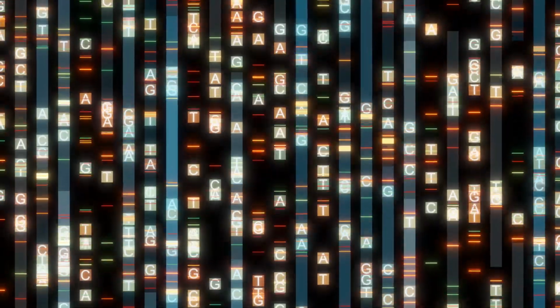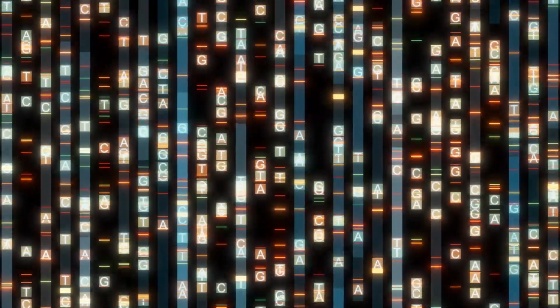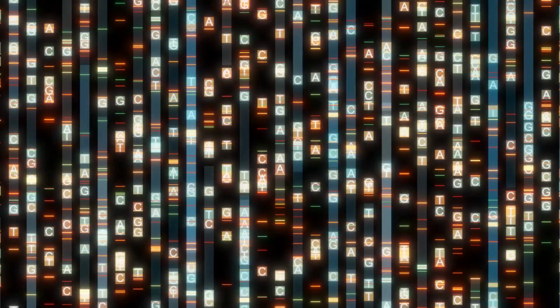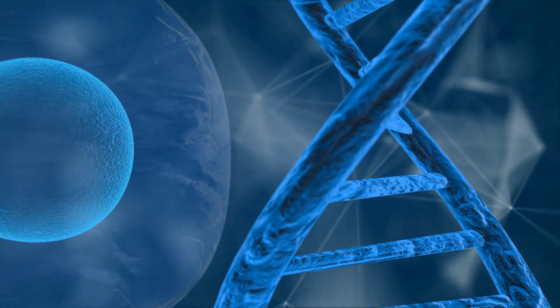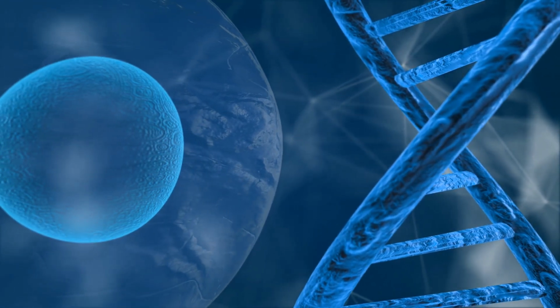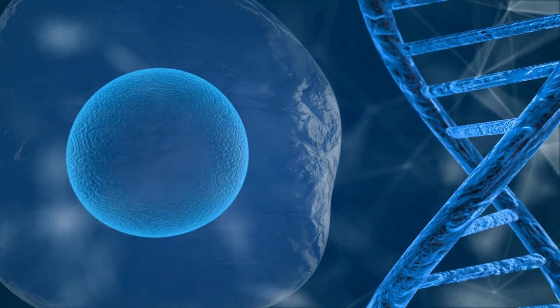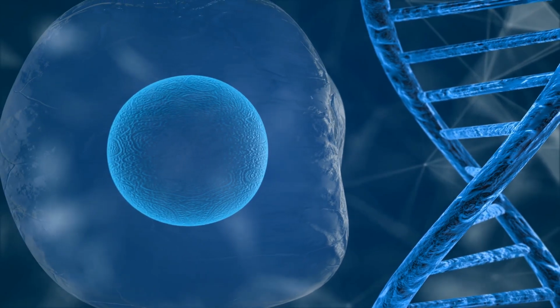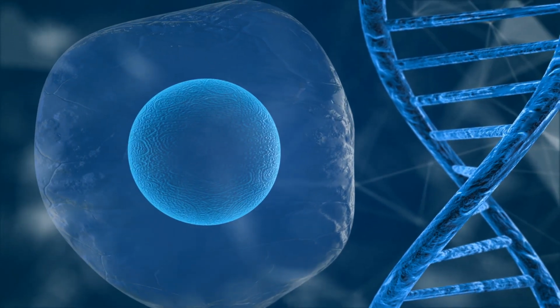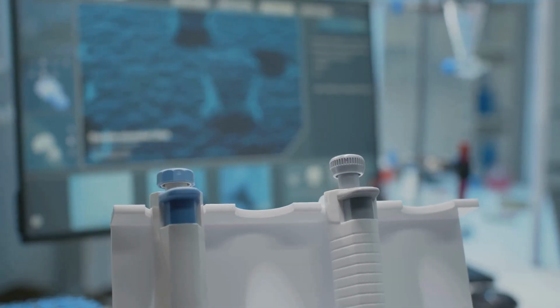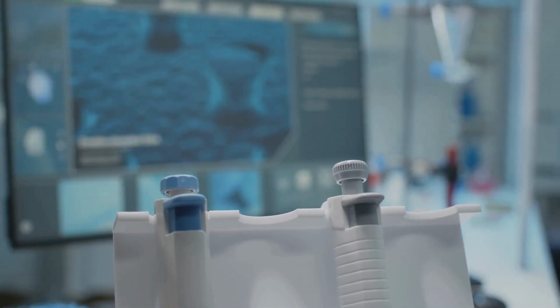The order of these bases, A, T, C, and G, forms the genetic code. This sequence determines the instructions for building and maintaining an organism, much like how letters form words and sentences in a language. This code is universal, shared by all living organisms on Earth. From the simplest bacteria to the most complex plants and animals, the genetic code is a common thread that connects all life forms. It's a language that speaks to the very essence of what it means to be alive.